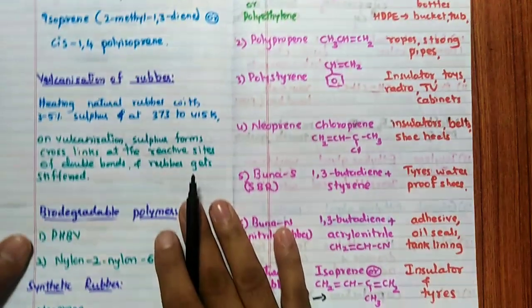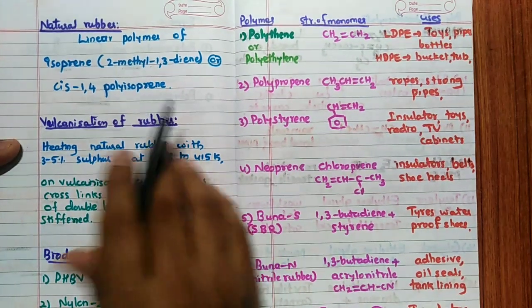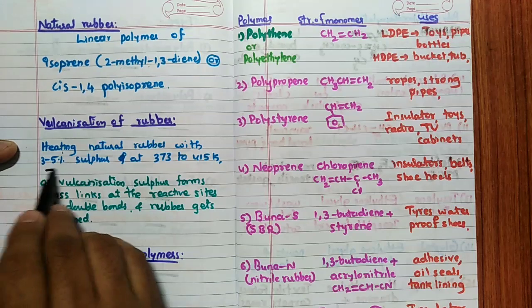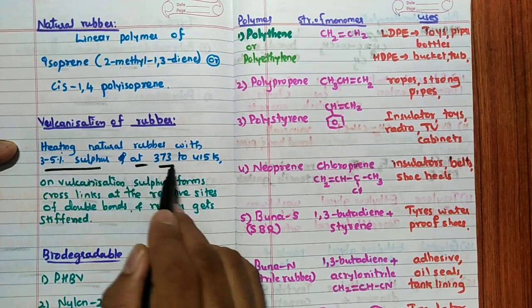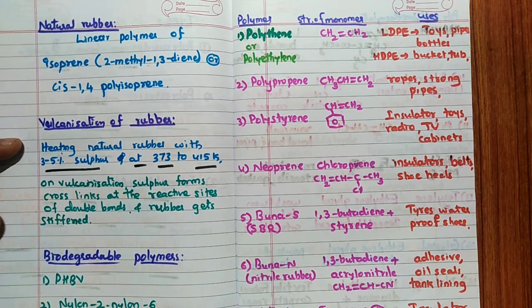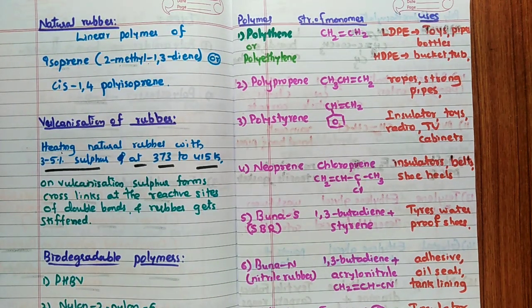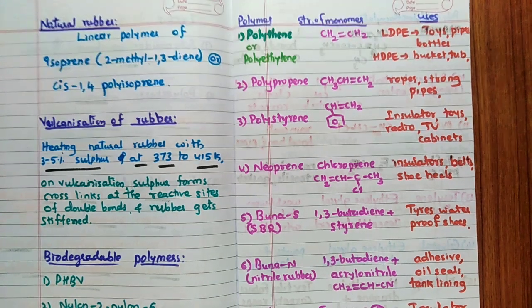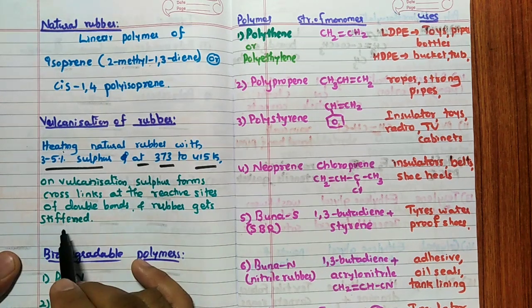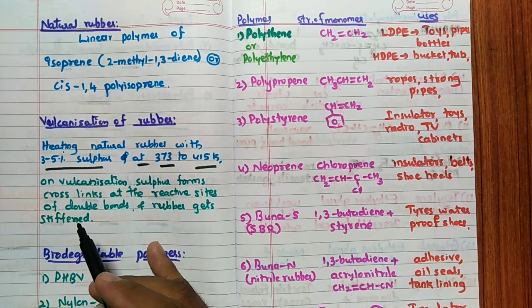So remember that. Now, vulcanization of natural rubber. Heating natural rubber with 3 to 5% sulfur at 373 to 450 Kelvin temperature is called vulcanization. What happens is, after vulcanization, sulfur forms cross-links at the reactive sites, at the double bonds, remember. So the rubber gets stiffened, the rubber gets hard. That is called vulcanization of rubber.